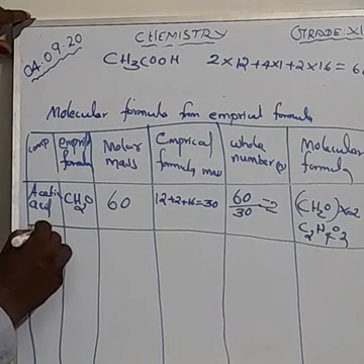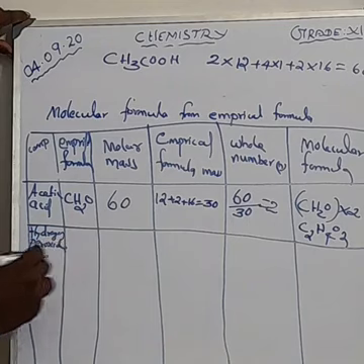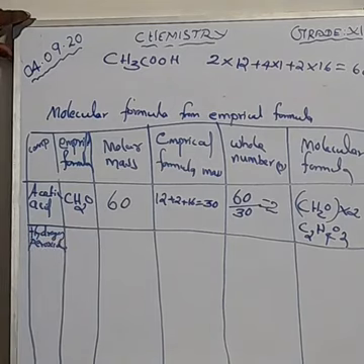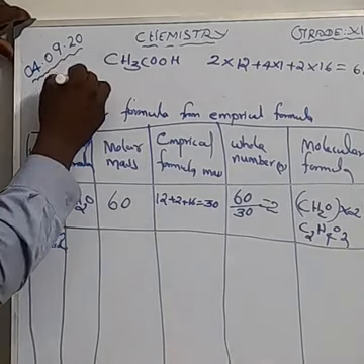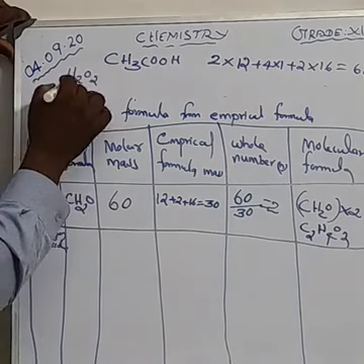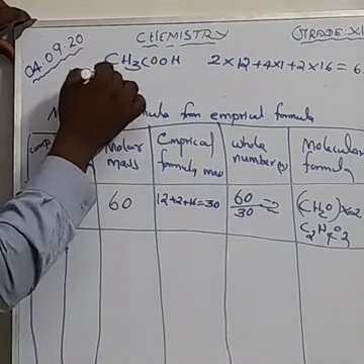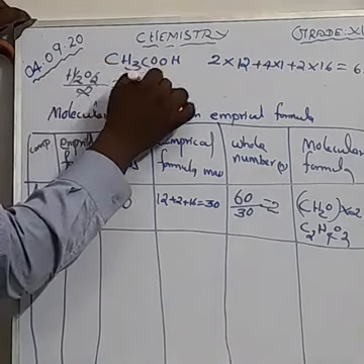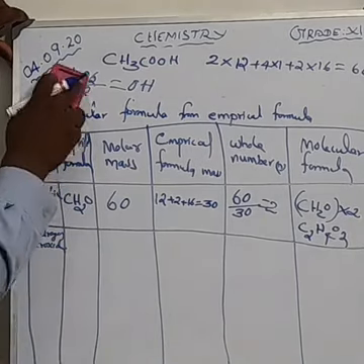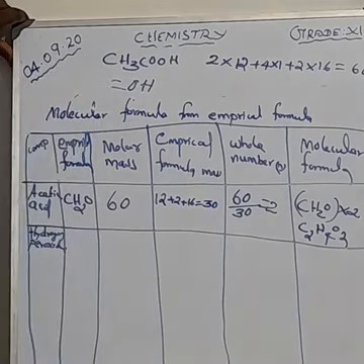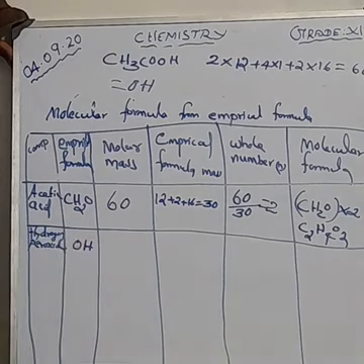Okay. Next, hydrogen peroxide. The empirical formula for hydrogen peroxide is H2O2 divided by 2. So what is the answer? OH. OH is the answer. Am I right? Clear? So the empirical formula for hydrogen peroxide is OH. Clear?